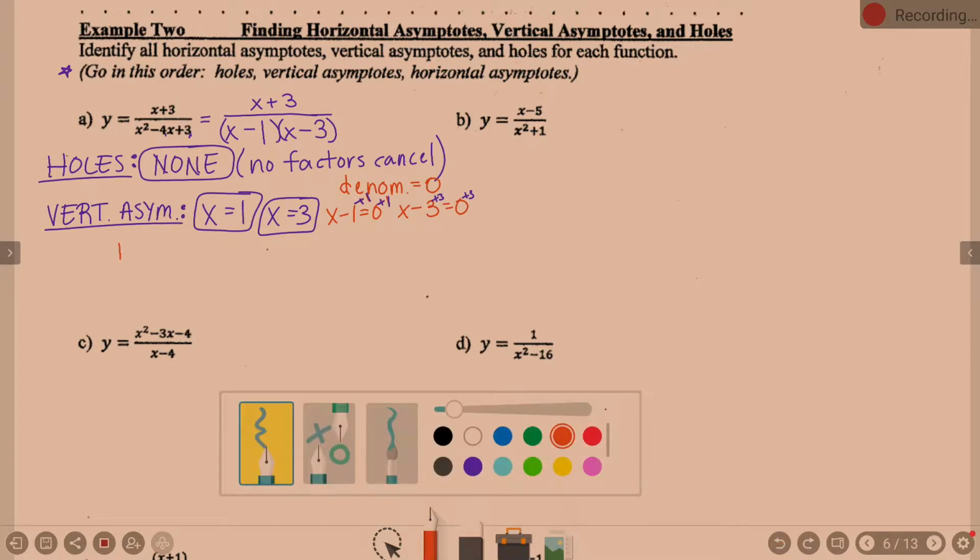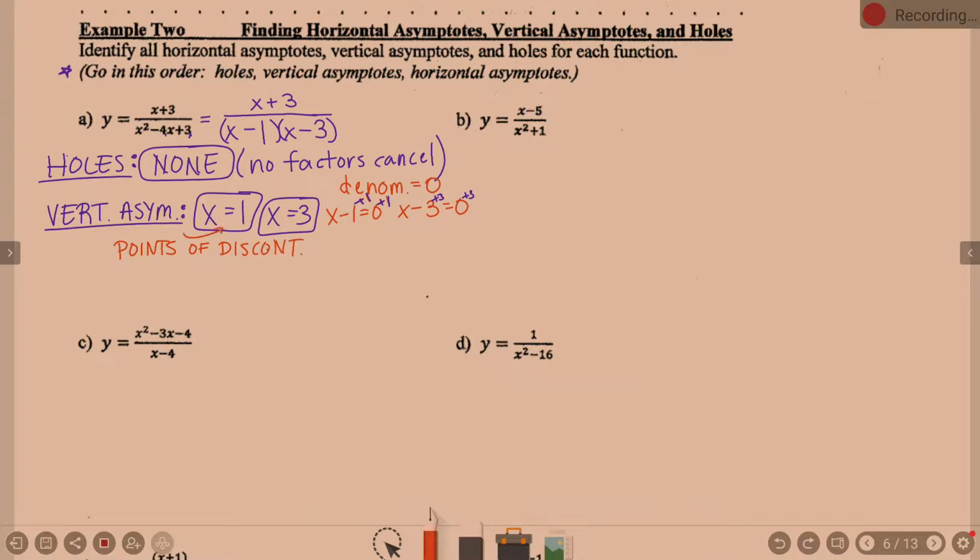So I'm going to put information here that we have points of discontinuity, and that's at x equals 1 and x equals 3. Are these points of discontinuity removable or non-removable? And how do you know they're non-removable? Because they are vertical asymptotes as opposed to holes, right? Anytime it's vertical asymptotes, they are non-removable.